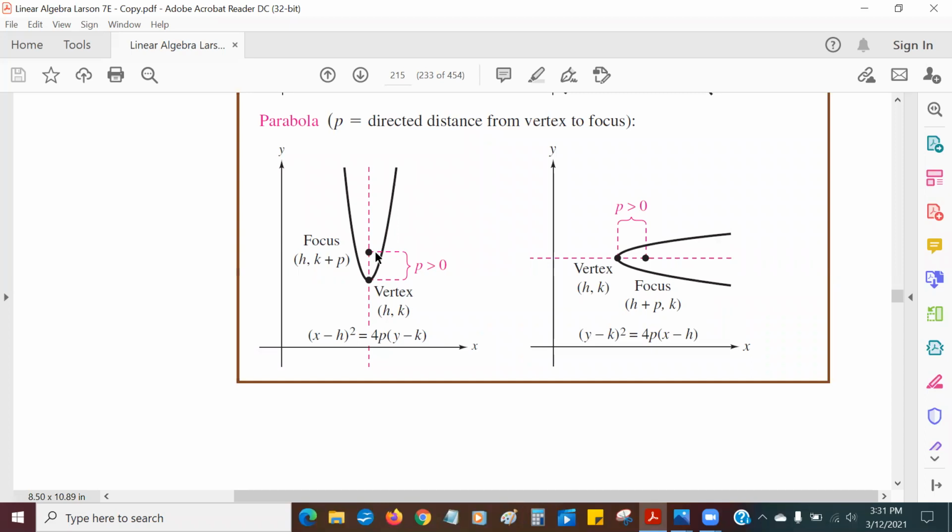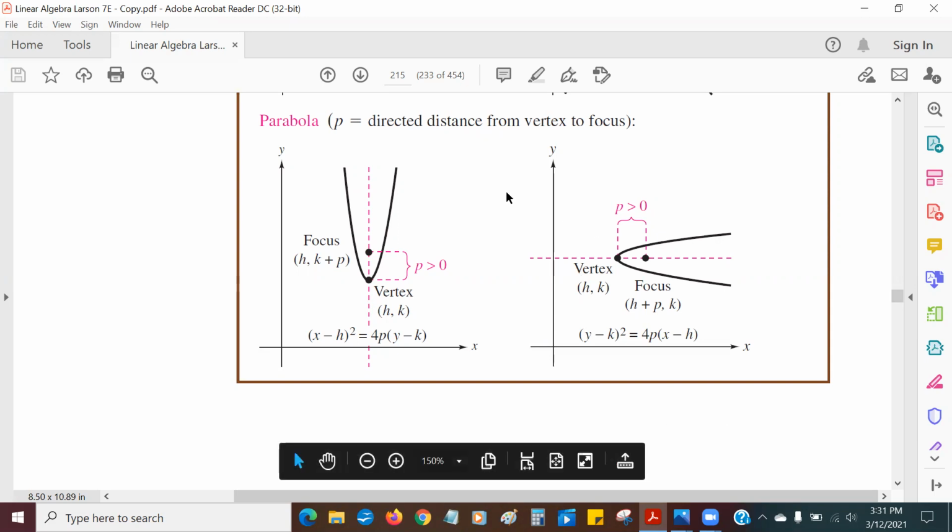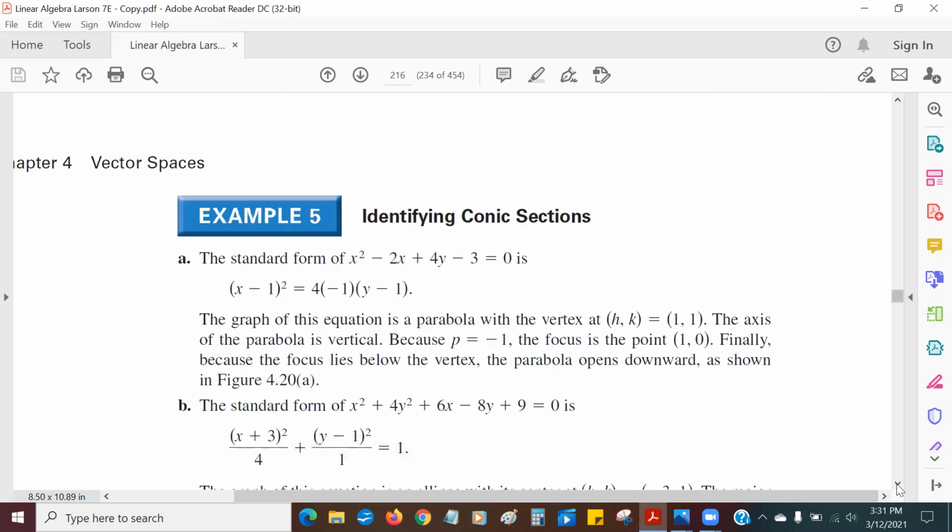When the focus is higher than the vertex, p is going to be a positive number because you're going up. If p is a negative number, that means the parabola opens down. And this is stuff you did or should have done in high school or intermediate algebra, or college algebra, somewhere along the line. I'm sure you've done this stuff.